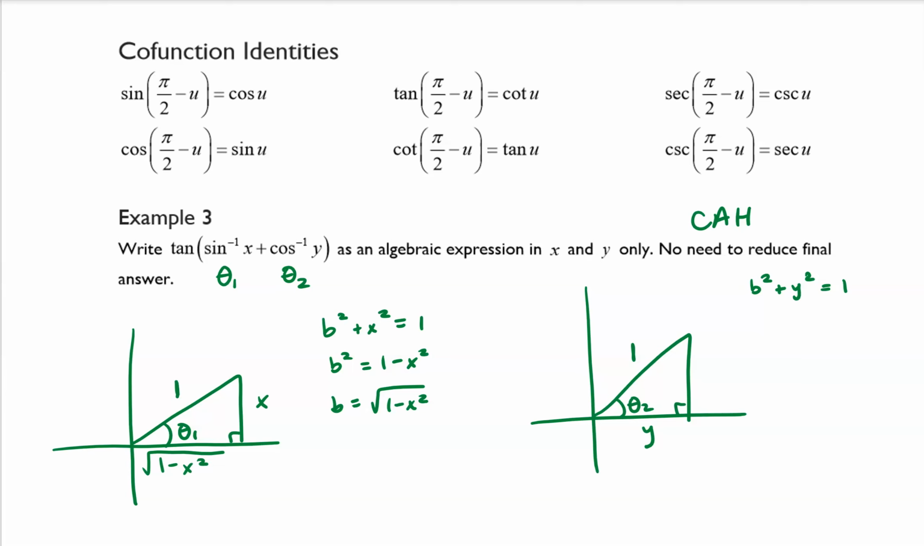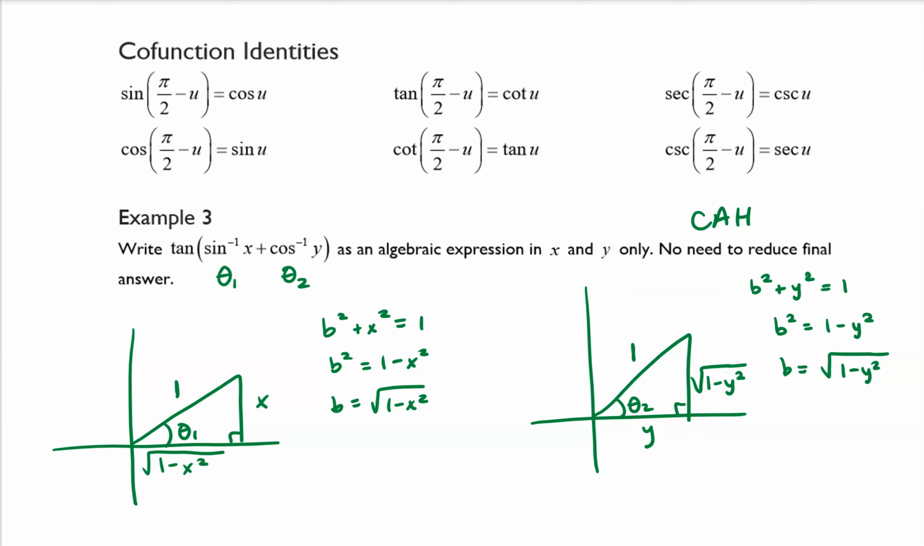Okay, so if I subtract y squared on both sides, then I get 1 minus y squared. And then if I take the square root of both sides, I get the square root of 1 minus y squared. So this length here is the square root of 1 minus y squared.